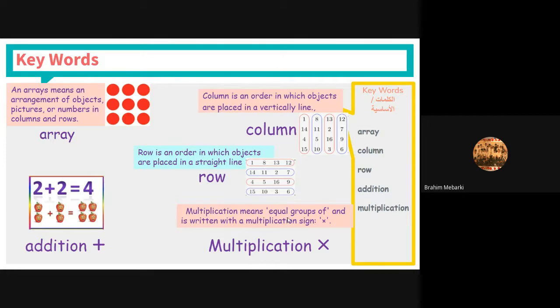Multiplication means equal groups of, and is written with a multiplication sign x. So this x refers to multiplication or times. We say 2 times 3, or we say 2 multiplied by 3. Addition: 2 add 2 equals 4, or we can say 2 plus 2 equals 4. So this is addition, when you add 2 numbers to get the total.